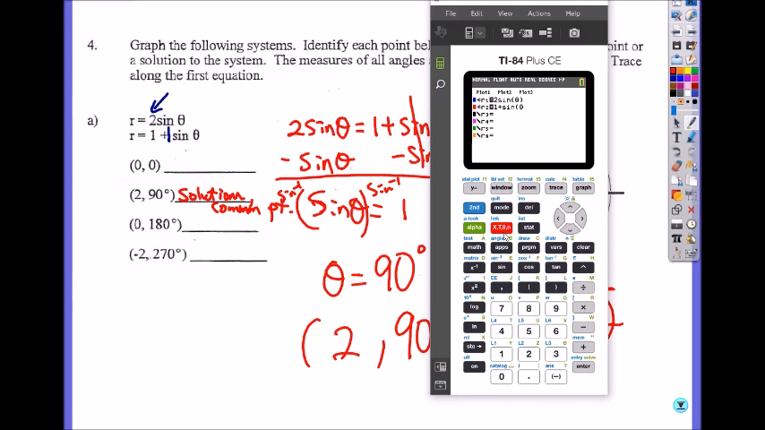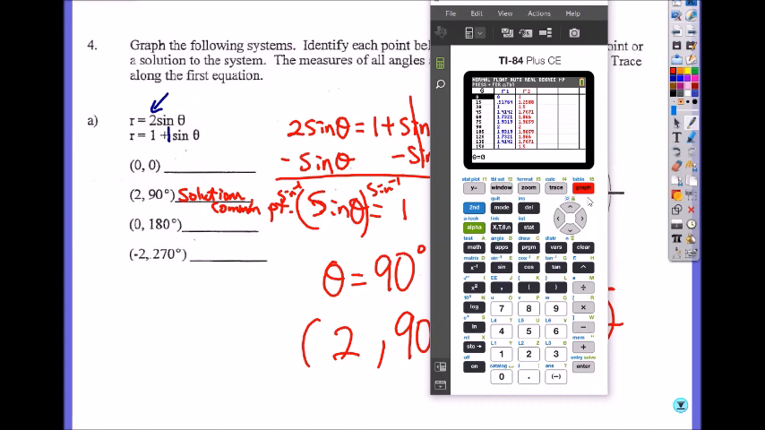Because it's smaller. So watch this again. You see? They crashed. Did you see it? They crashed there. That was our solution. And what about the other point? Did it crash again? No. So this is just a common point. So how do you look at it on the table? Second graph. Whenever you have the same r's, that's a solution.